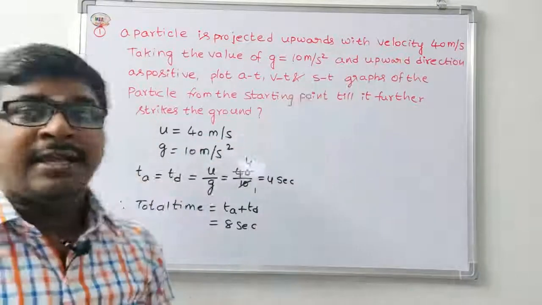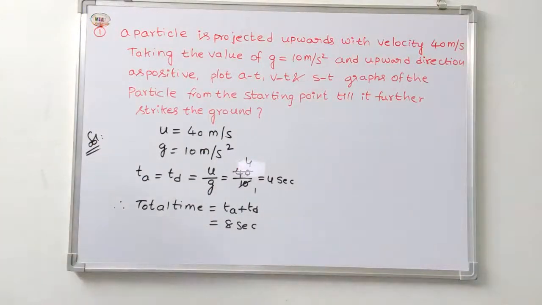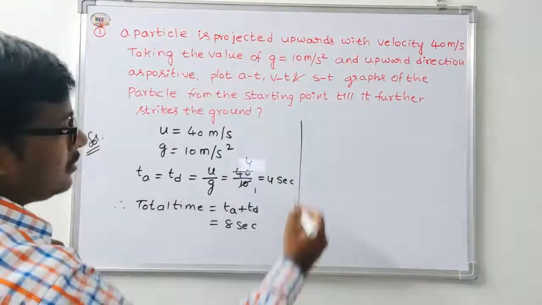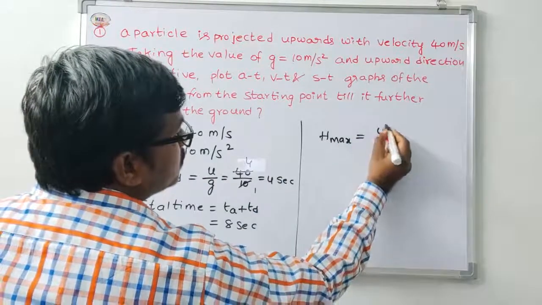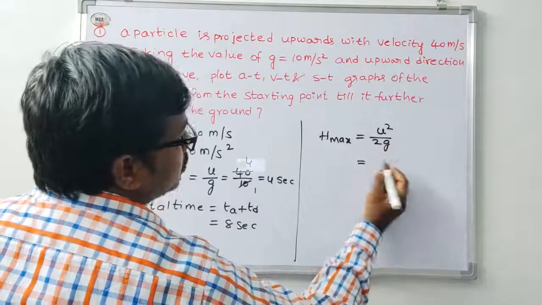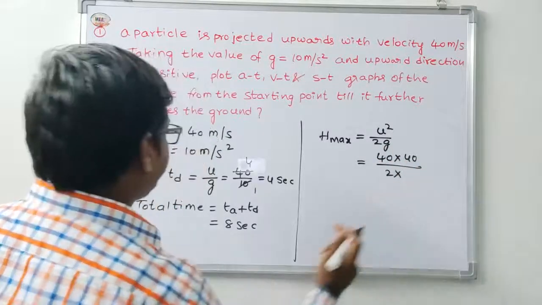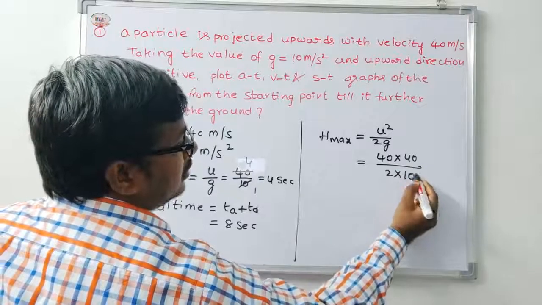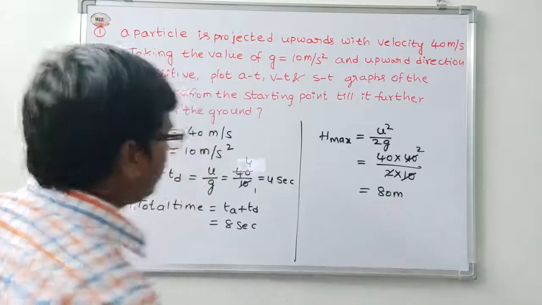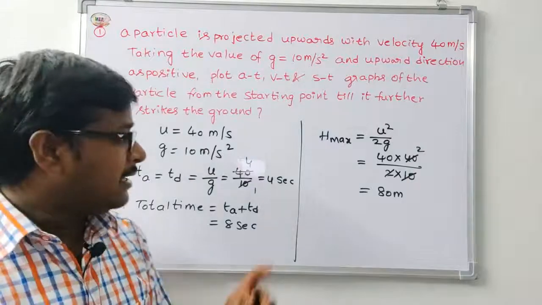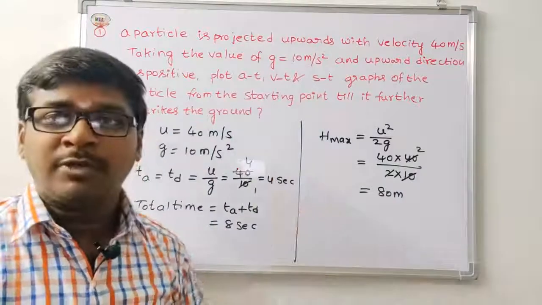Then the body will reach a maximum height. The maximum height formula: H maximum is equal to u square by 2g. U square, 40 into 40, by 2 into 10, that is equal to 80 meter. Total time is equal to 8 seconds, and the particle will reach a maximum height of 80 meter.